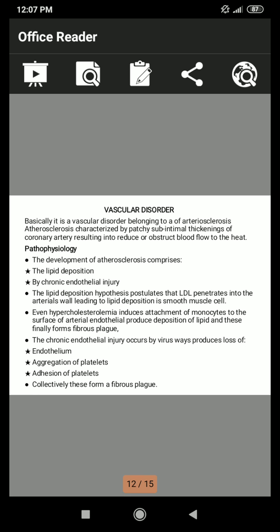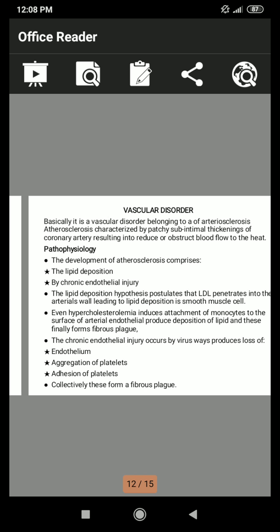The development of atherosclerosis comprises lipid deposition and chronic endothelial injury. The lipid deposition hypothesis postulates that LDL penetrates the arterial wall, leading to lipid deposition in smooth muscle cells and macrophages. This deposited LDL is then modified or oxidized, which is chemotactic to monocytes, promoting their migration into the intima and their early appearance in the fatty streak.